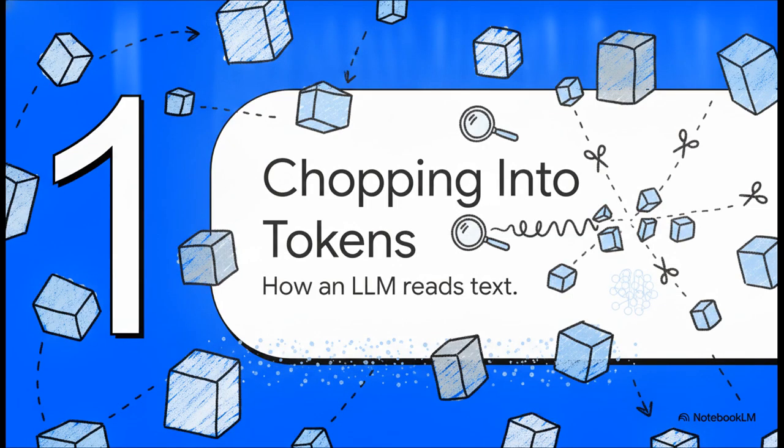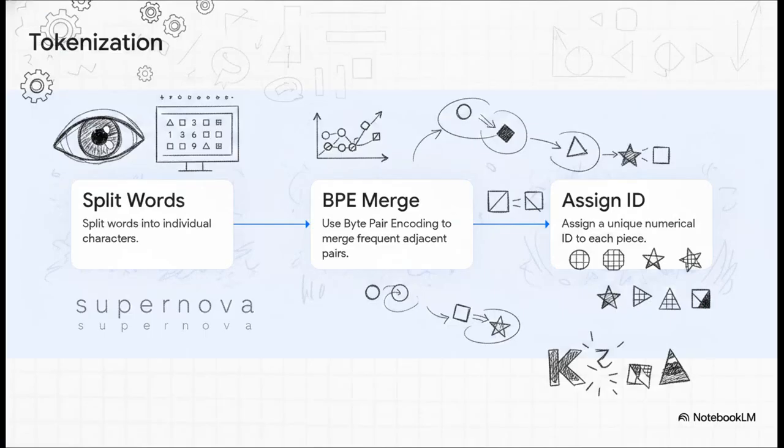Section 1. Chopping words into tokens. How a digital brain reads a sentence. See, humans read paragraphs, but computers, they only see numbers. So models use a process called tokenization, specifically relying on an algorithm called byte-pair encoding.